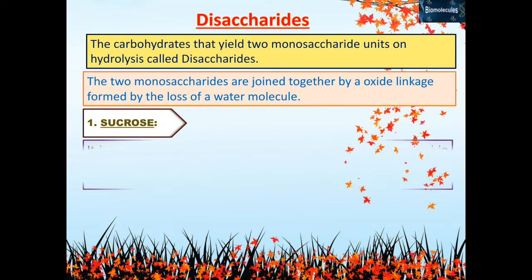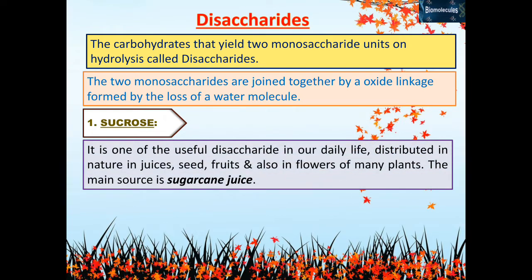We'll see structurally. First disaccharide is sucrose. It's one of the important, useful disaccharides in our daily life, distributed in nature in juices, mainly in sugar cane juice, seeds of some plants, fruits, and also in the flowers of many plants. The main source of sucrose is sugar cane juice. Okay, table sugar, the sugar we use at home, it is sucrose obtained from sugar cane juice. Sugar cane, right?